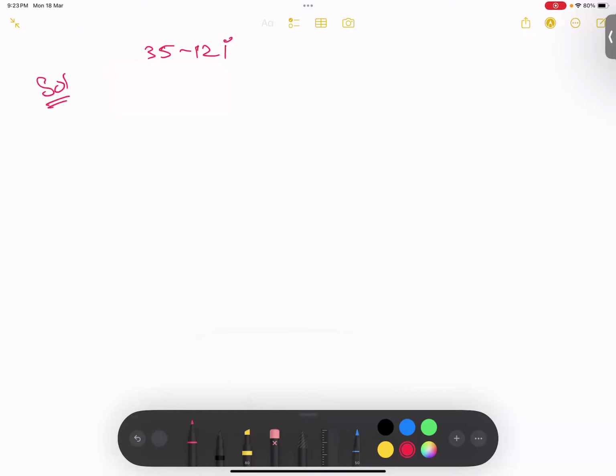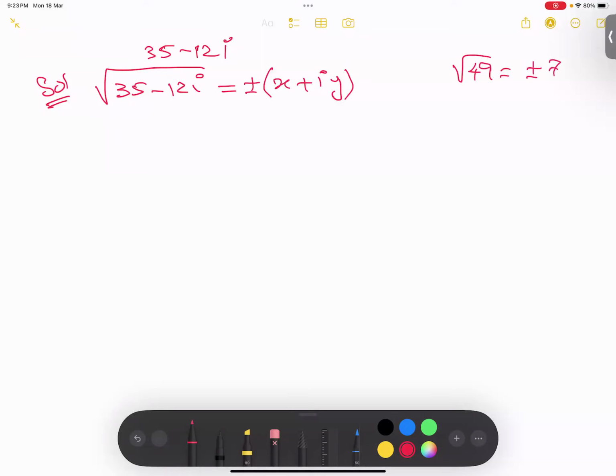Step number one, all of you know, we assume that the square root of this is, let's say, equal to x plus iota y. And because when you take the root of this, you get a plus and minus automatically outside, like the root of 49, you will get plus and minus 7. Same story is this. Now after this, squaring both sides, when you square the left hand side, I will get 35 minus 12 iota.